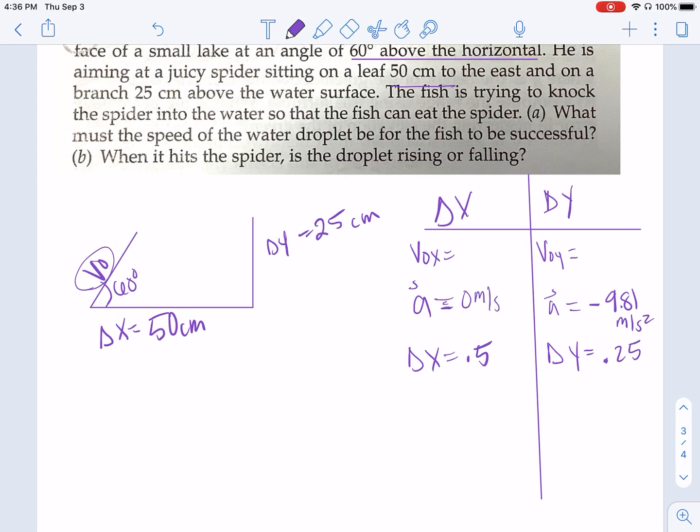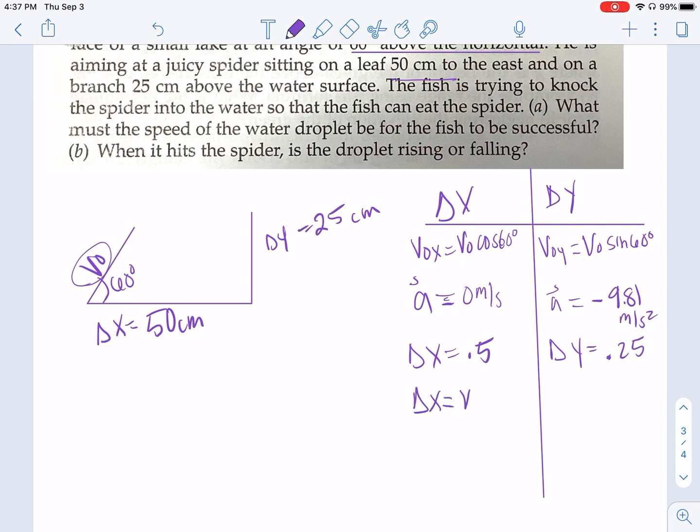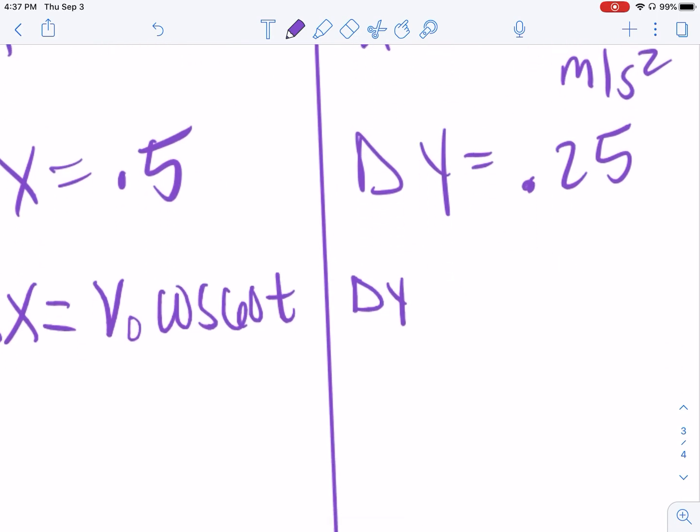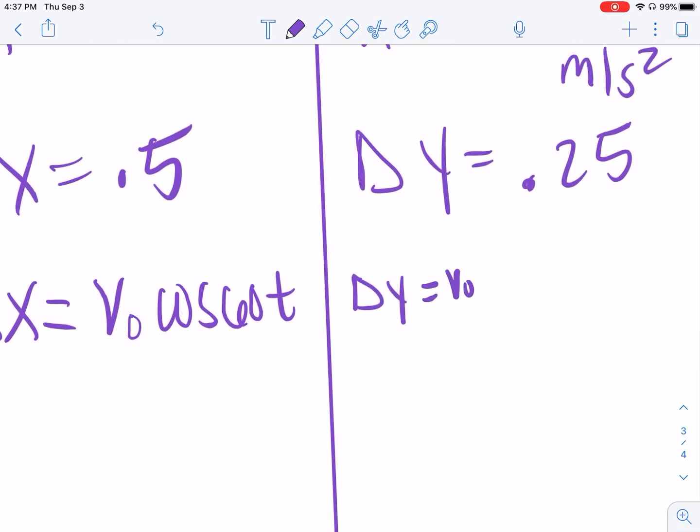And then we can say that v naught x is the big V naught cosine of 60, and then v naught y is the big V naught sine of 60. And that's just those components. We can also say that delta x is equal to v naught cosine of 60 times t. And then delta y is going to be equal to v naught sine 60 t minus 1/2 9.81 t squared. So I went ahead and put in that negative because we know that gravity is pulling down versus velocity going up. So we want that negative to be in the opposite direction there.